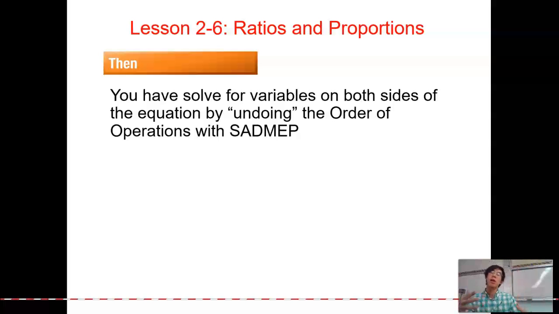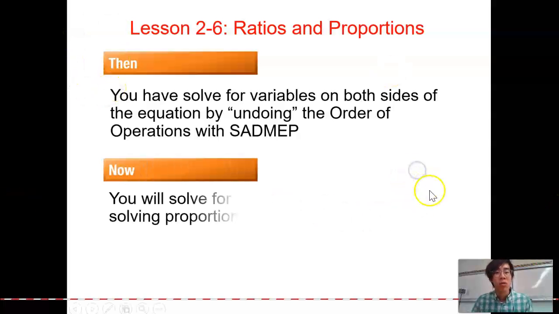So before, we have solved for variables on both sides of the equation by undoing the order of operations with SADMET, right? So remember, undoing order of operations means I want to isolate the variable, and isolation kind of means they're sad, so that's why we call it SADMET. Alright, good way to remember that.